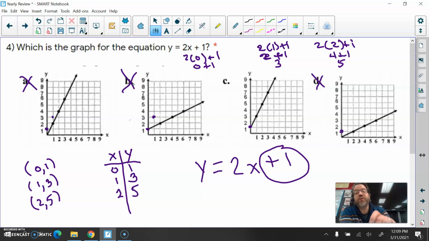I sure hope C works. Here's 0, 1. Here's 1, 3. Oh. Here's 2, 5. Yay. Here's 3, 7. Okay. And you could test that also.